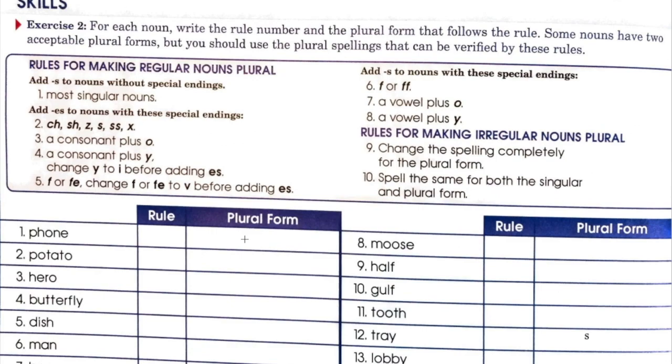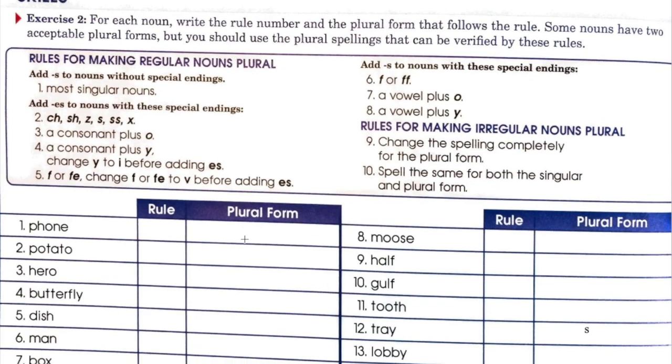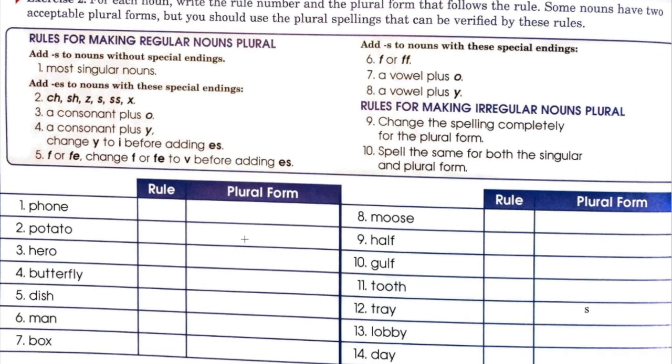For each noun, write the rule number and the plural form that follows the rule. Some nouns have 2 acceptable plural forms, but you should use the plural spellings that can be verified by these rules. Okay, you should be very familiar with this box by now. You need to know these rules.